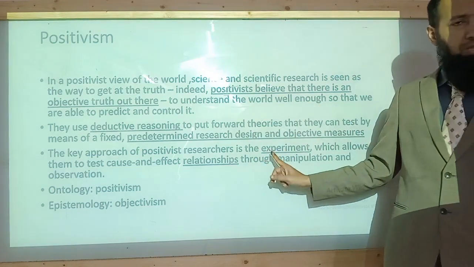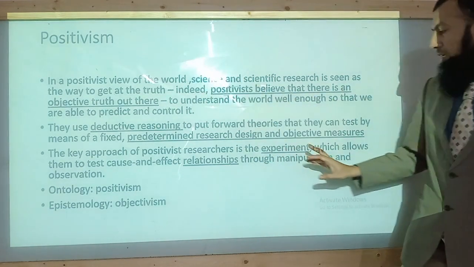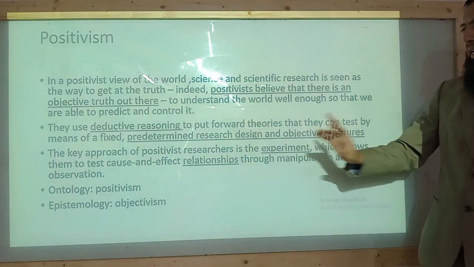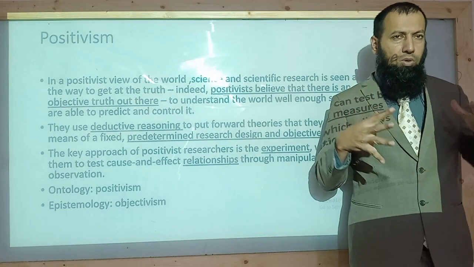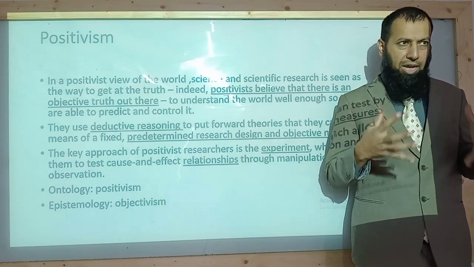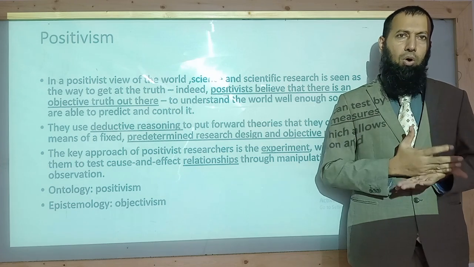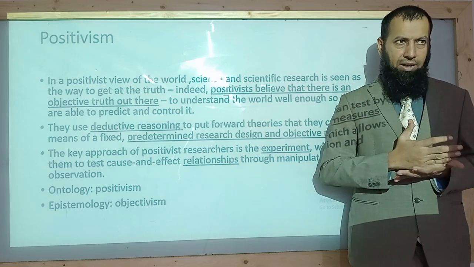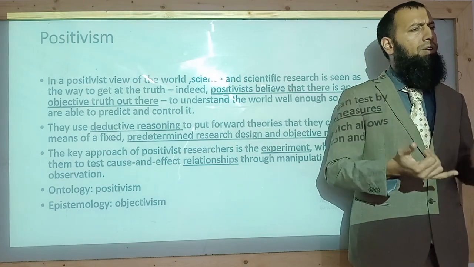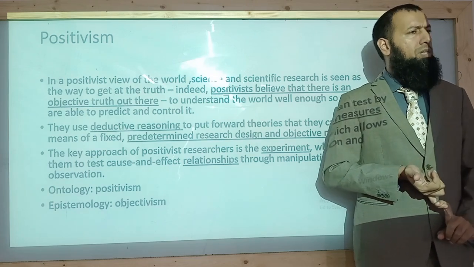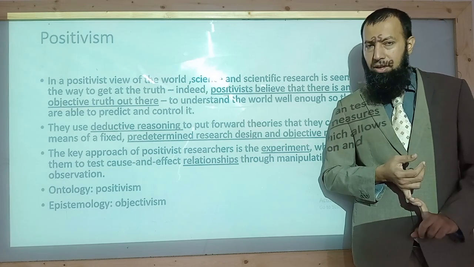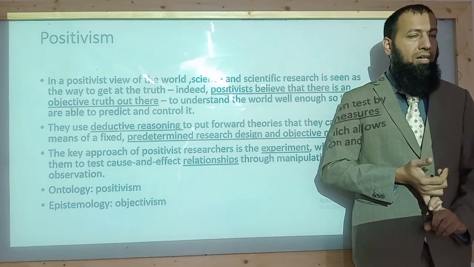But in experiment specifically, the positivist approach is used, which allows them to test cause and effect relationships through manipulation and observation. Basically, they check the relationship between the variables strongly, and they confirm that they control all the internal and external validity as much as they can, and they find the single truth. So what we have learned is that the positivist is the one who believes that there is a single truth and there is a standard measure to get the truth.